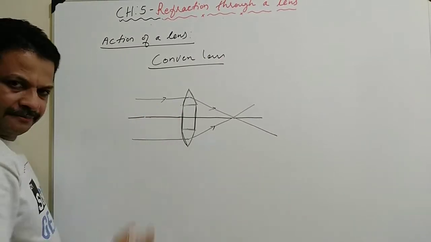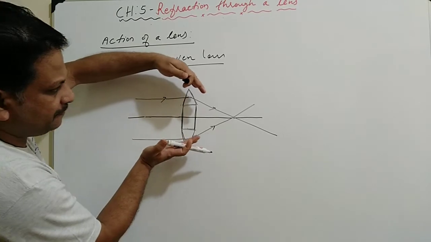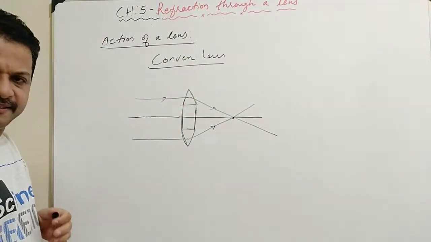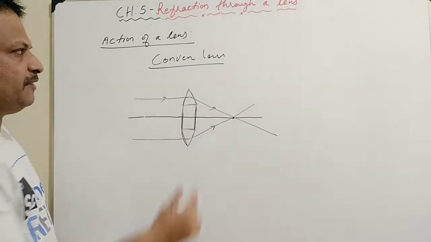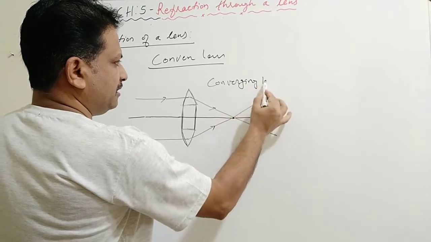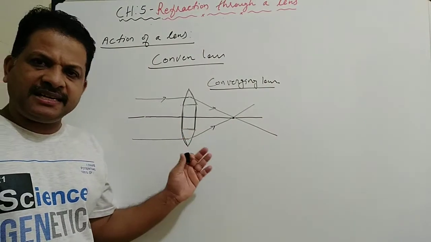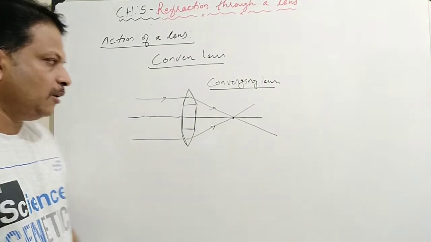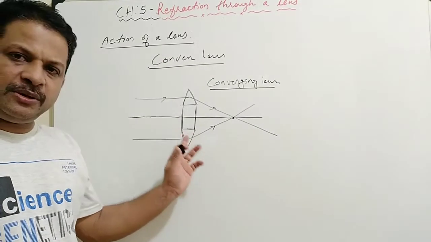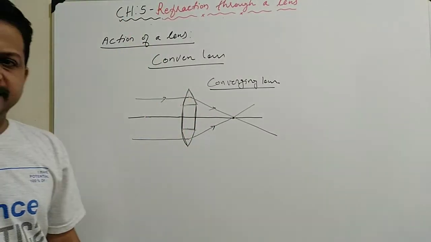Now how does it look? Two parallel rays of light, after refraction, converge at a point. It converges at a point which lies on the principal axis. So that's why a convex lens is known as a converging lens. A convex lens has a converging action on parallel light rays. Clear? Once you understand the construction of a convex lens, we can study the action of a convex lens.